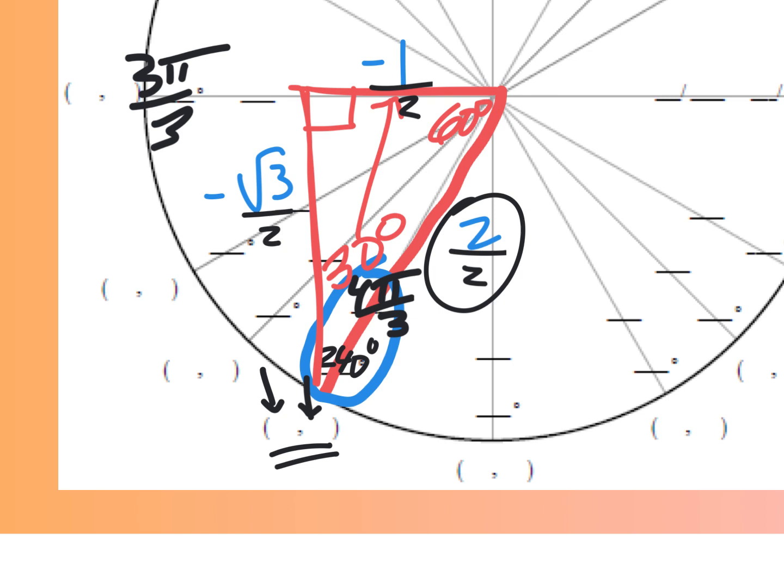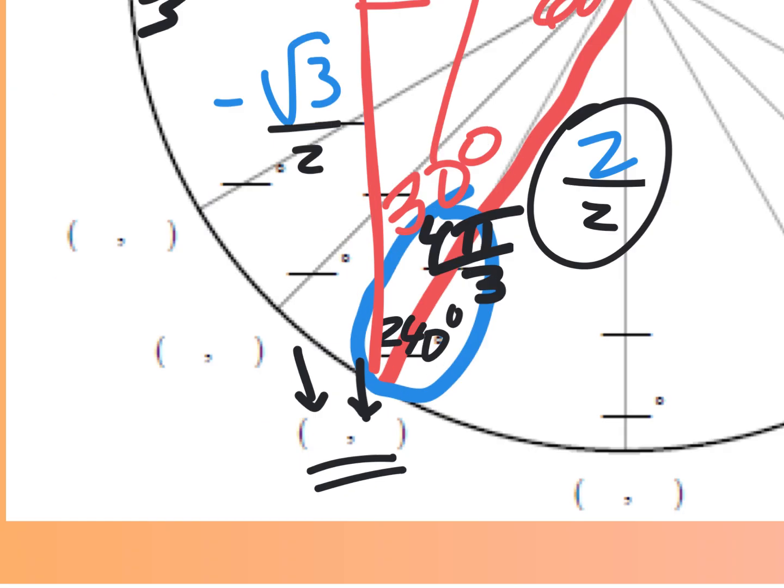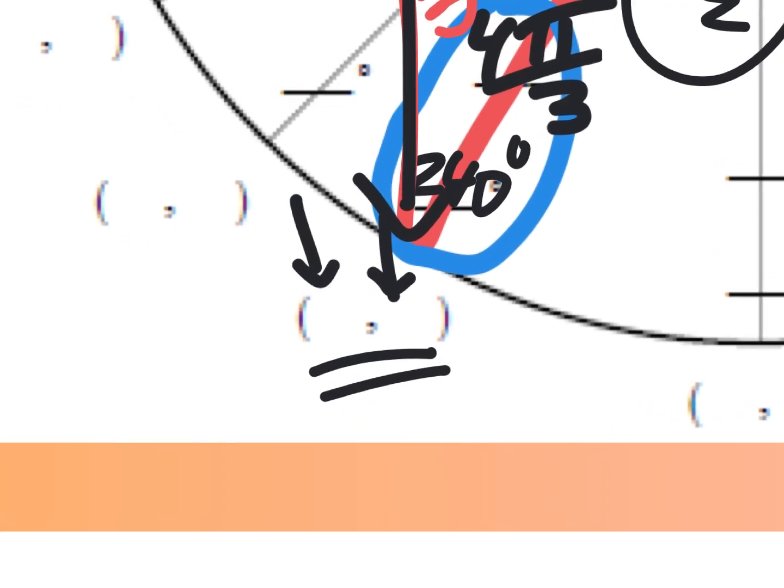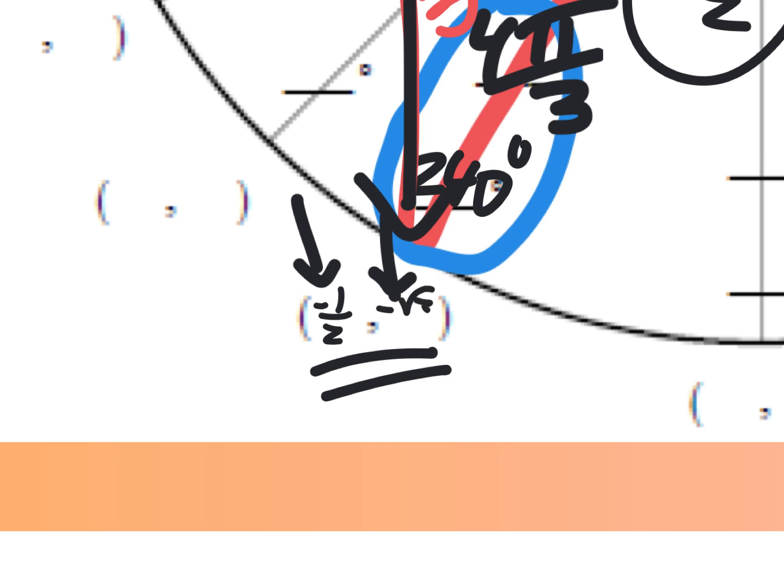Caleb, what are those two things in order? What comma what? Going over this far, and then down this far. Negative 1 over 2 is the first one. And negative 1 over 2 and negative root 3 over 2.